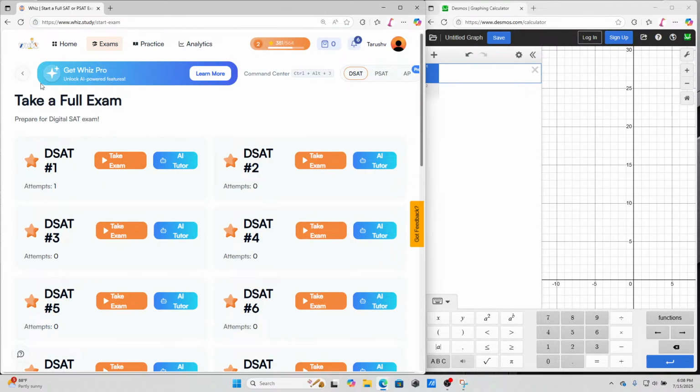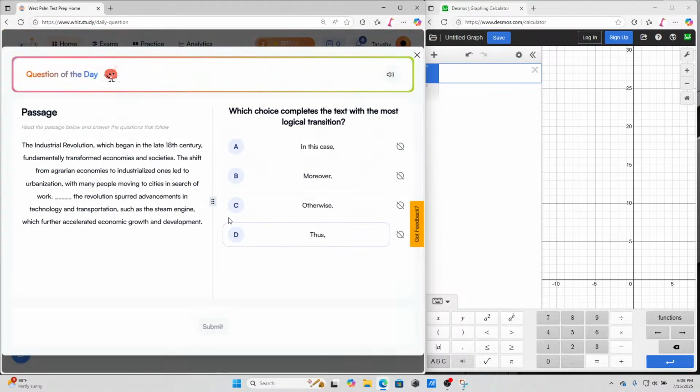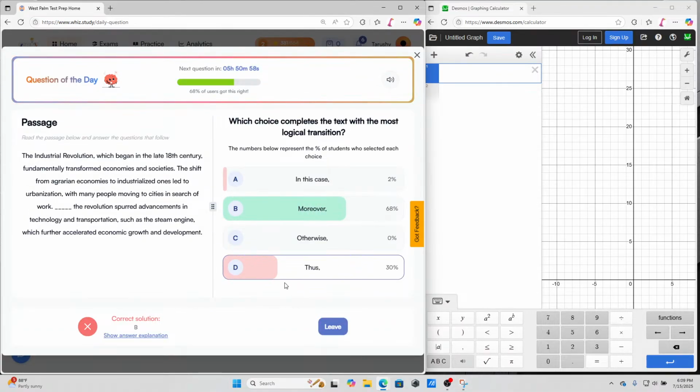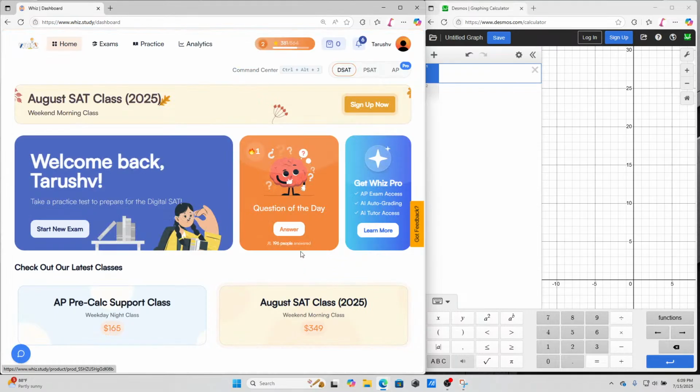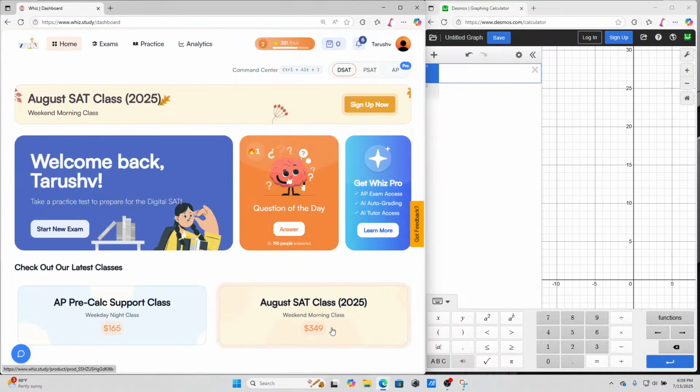This website was most definitely vibe coded, I must say, seeing as the padding and whatnot. Let me just answer this. The Industrial Revolution. Okay. What? What? Alright. So we just cooked ourselves here. It's moreover instead of thus.